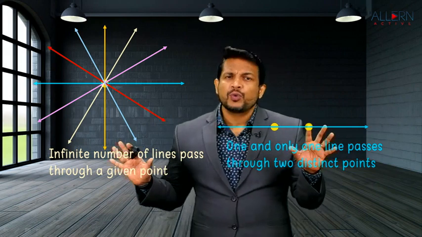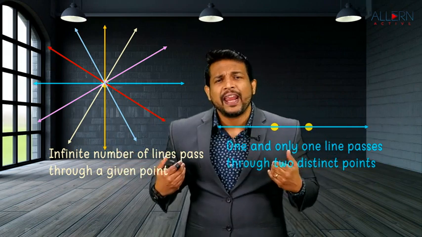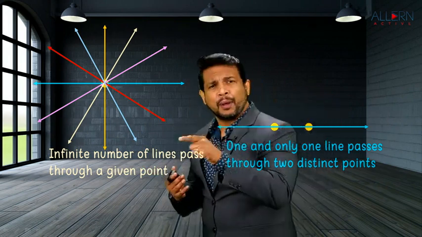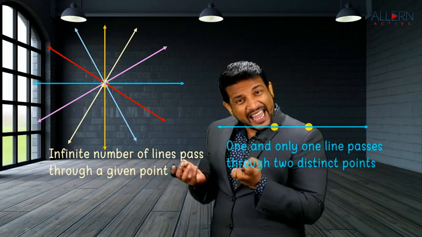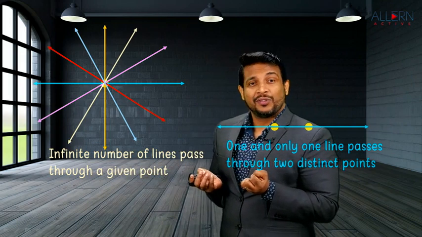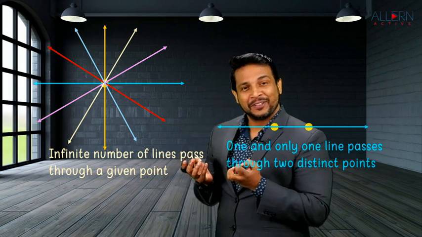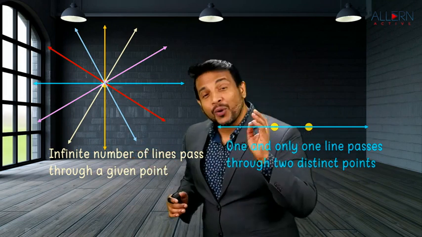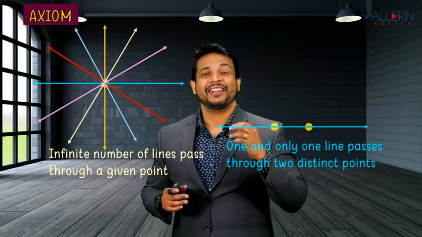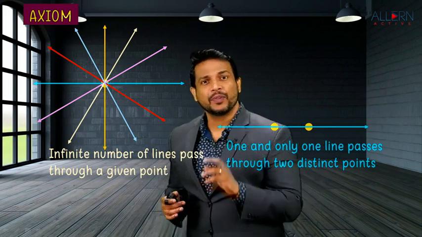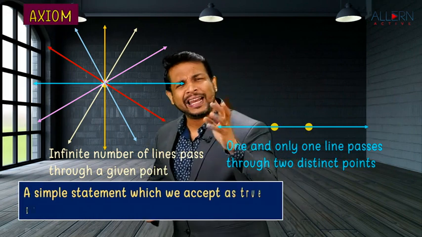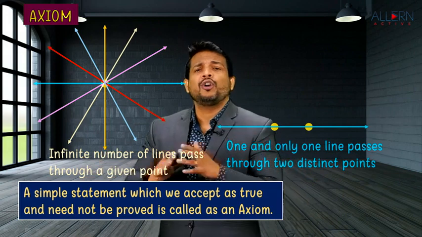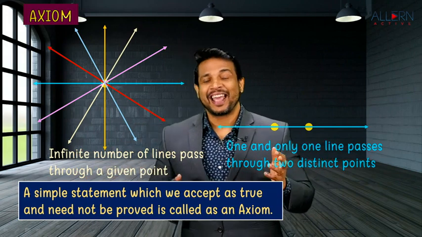Now when you look at these two statements we made by just observing, did we require any proof? Did we tell someone, come and prove this? No. We directly accepted it as true, right? These are universal statements. These are universal truths. They don't require any proof, right? Such a statement is called an axiom. So what is an axiom? It's a simple statement which we accept as true and need not be proved, and it is called an axiom, right?